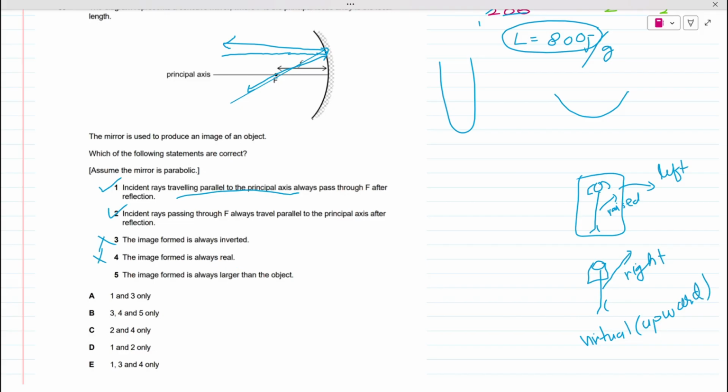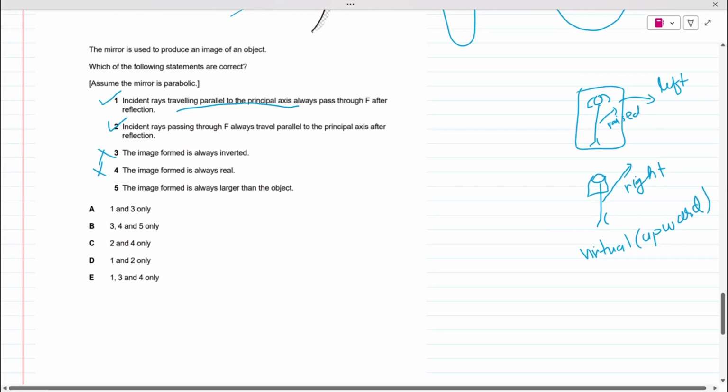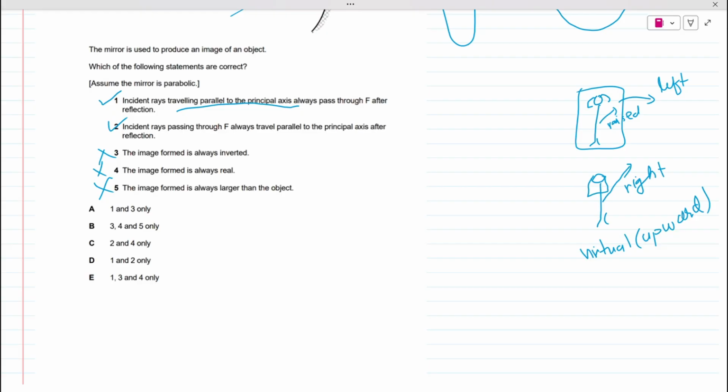Okay, so of course that wouldn't be real. That would be virtual. The image formed is always larger than the object. No, sometimes it can be larger, sometimes it can be smaller. It basically depends on the focal length, the distance between the focus point and the center of the mirror. So basically, our first statement and second statement are the only correct answers, which means option D, right? 1 and 2 only.